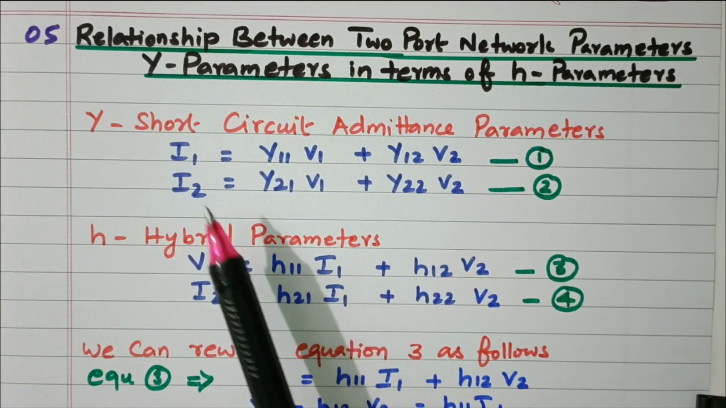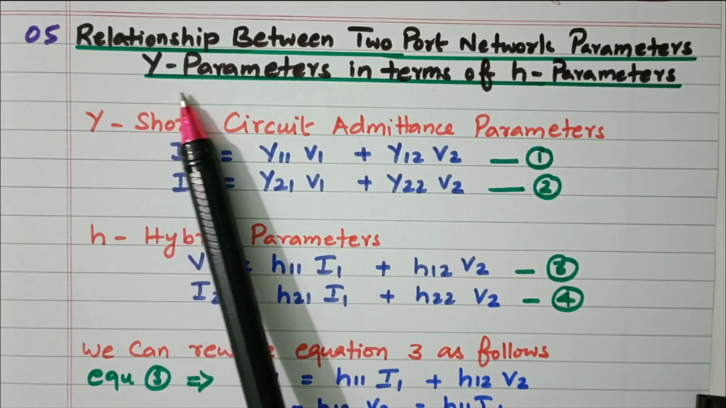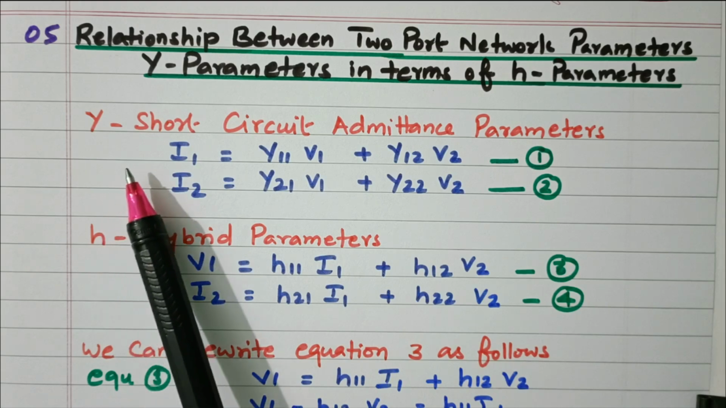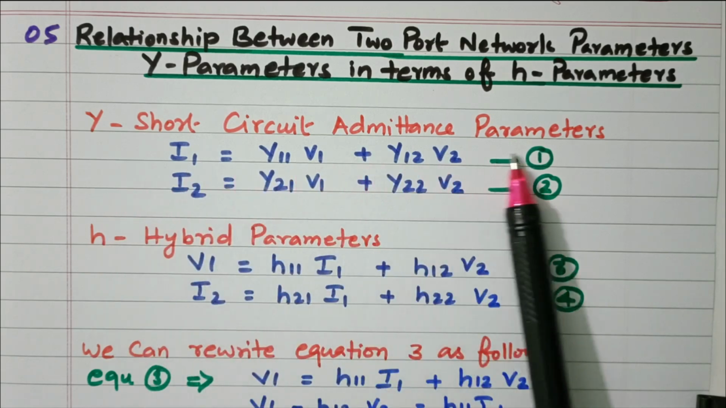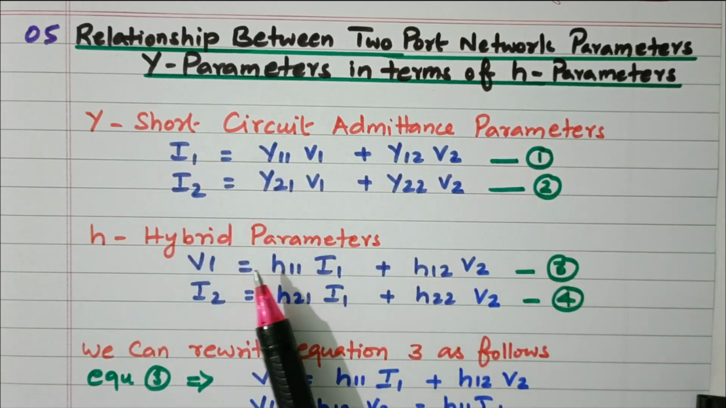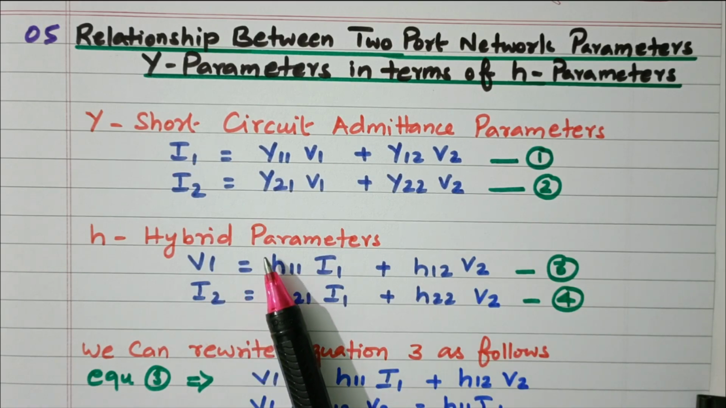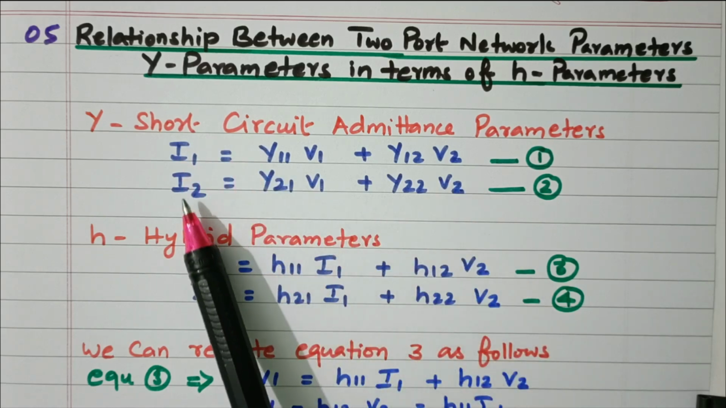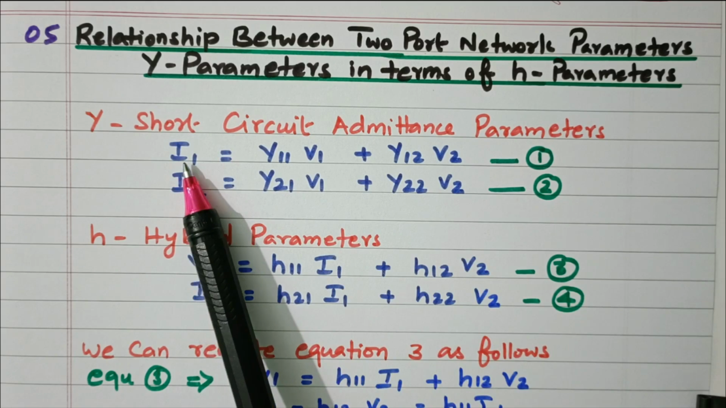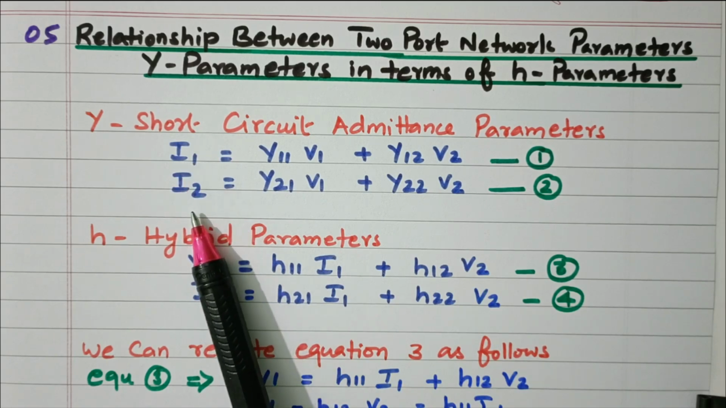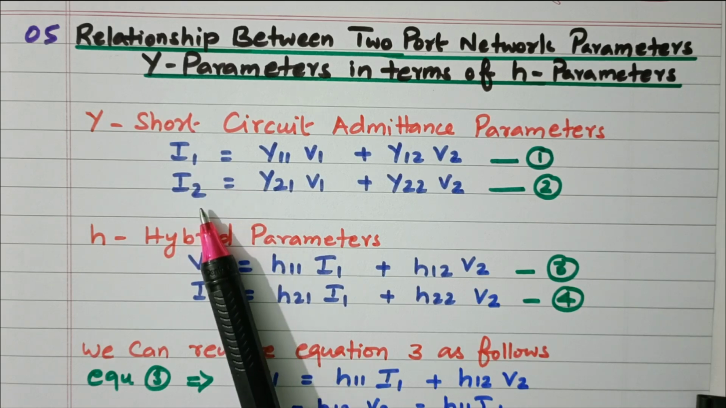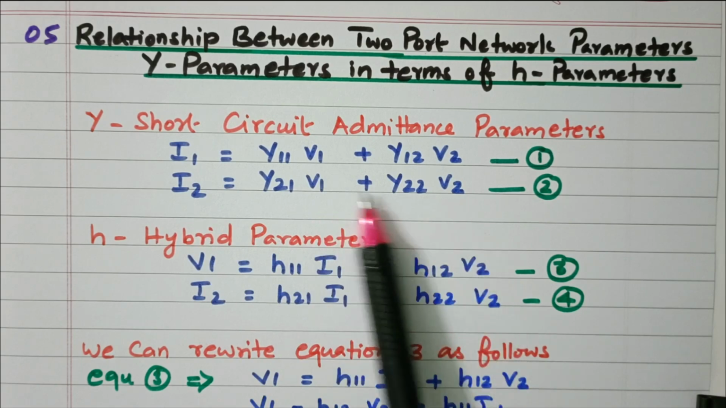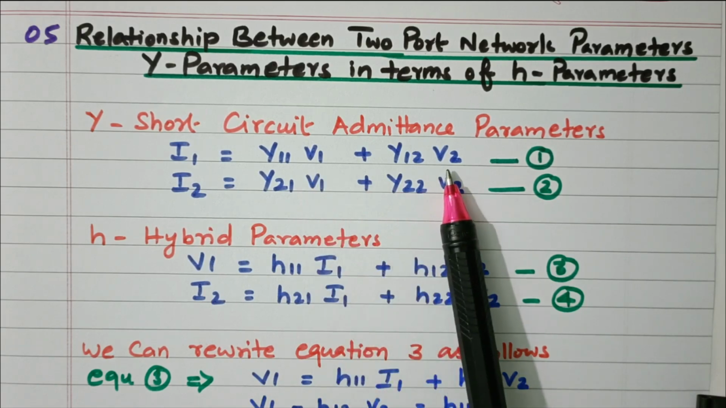Now we'll go to the topic. Here we are going to express Y parameters in terms of H parameter. So the Y parameter means short circuit admittance parameter. Short circuit means input or output port is short circuited. That's why called a short circuit admittance parameter. Here I1 and I2, that is input port current and output port current. One refers input port, two refers output port. That is expressed in terms of V1 and V2, input port voltage and output port voltage.